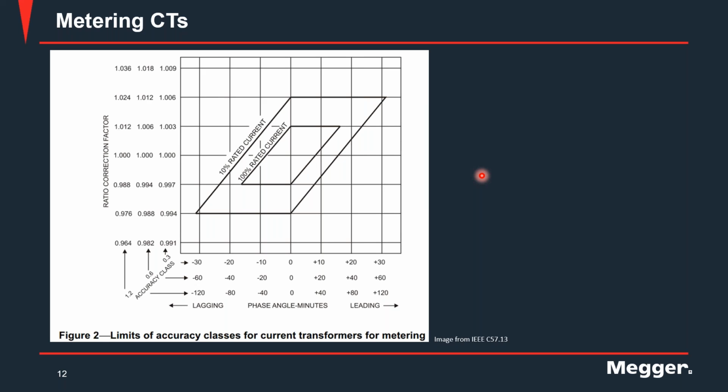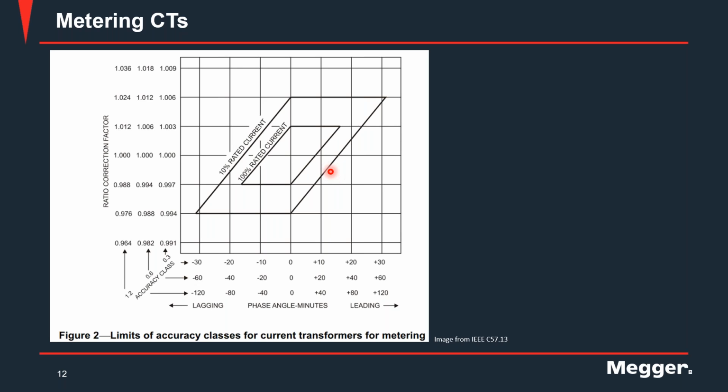On the y-axis, you can see the magnitude error limit, and on the x-axis, you can see the phase displacement limits. So the limits are expressed in the form of a parallelogram. You can see two parallelograms. The inner one is for rated current, and the outer one is for 10% of the rated current.